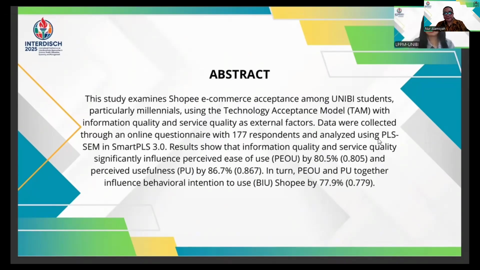3.0. Results show that information quality and service quality significantly influence perceived ease of use by 80.5% and perceived usefulness by 86.7%. In turn, perceived ease of use and perceived usefulness together influence behavioral intention to use Shopee by 77.9%.